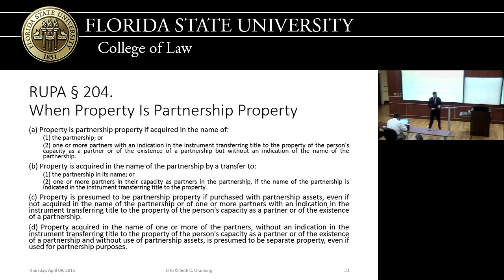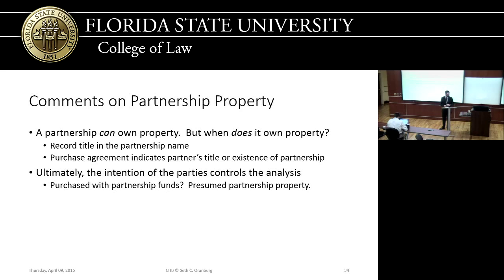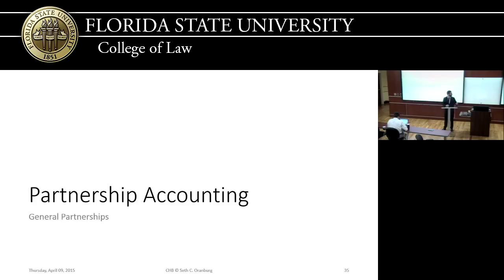On the other hand, if I purchase without any indication of my position as a partner, right, I go and I get the truck and I don't mention anything about the partnership to the Ford dealership, and I don't put anything about the partnership on the documents, and I pay for it with my own personal credit card and I write my own name on it, there's a rebuttable presumption that that's my personal property. So a little summary on that. So partnerships can own property, and that has to do with their nature as being aggregates.